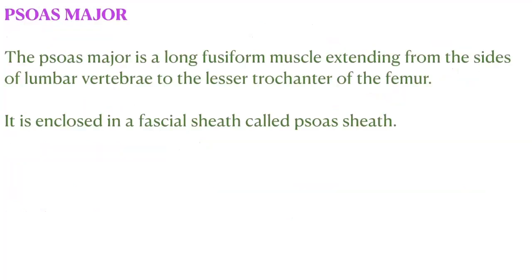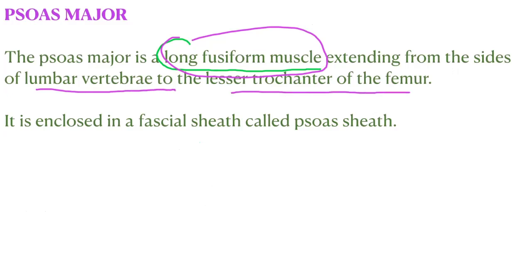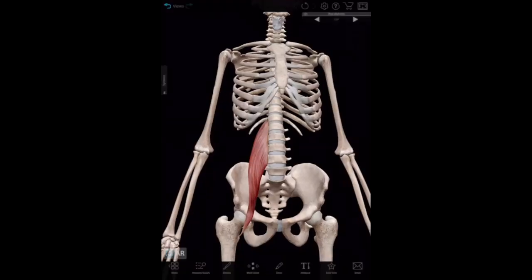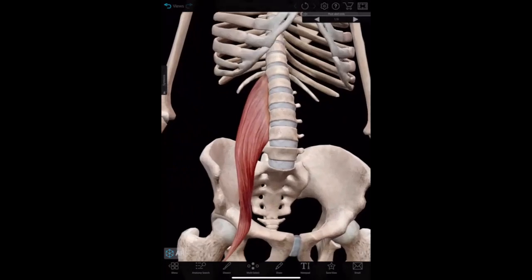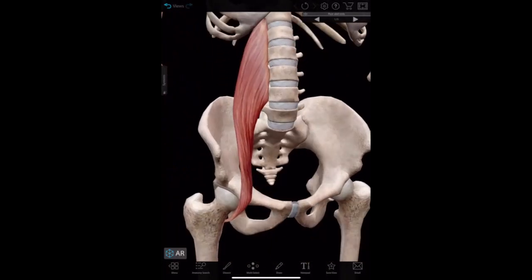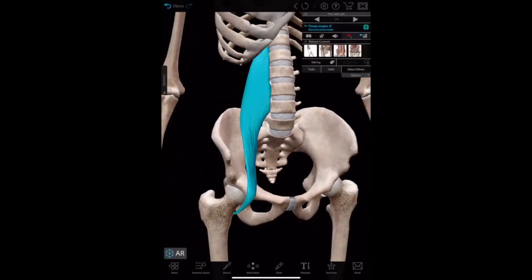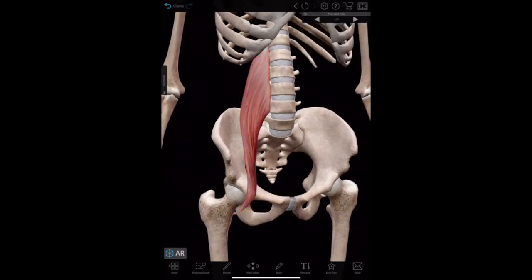Right, coming to the psoas major. Psoas major is a long fusiform muscle, extending from the sides of the lumbar vertebrae to the lesser trochanter of the femur. Okay, you'll see that. So this is the psoas major muscle, right? It's a long fusiform muscle. See that selected muscle is the psoas major muscle.